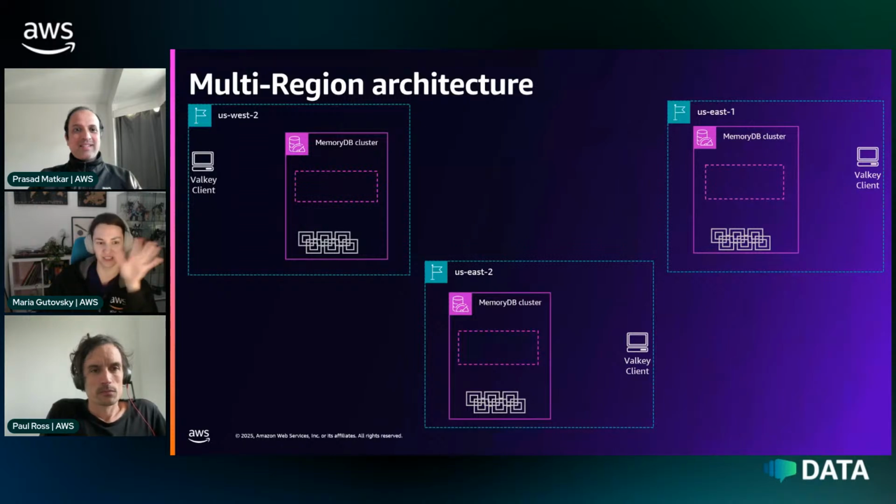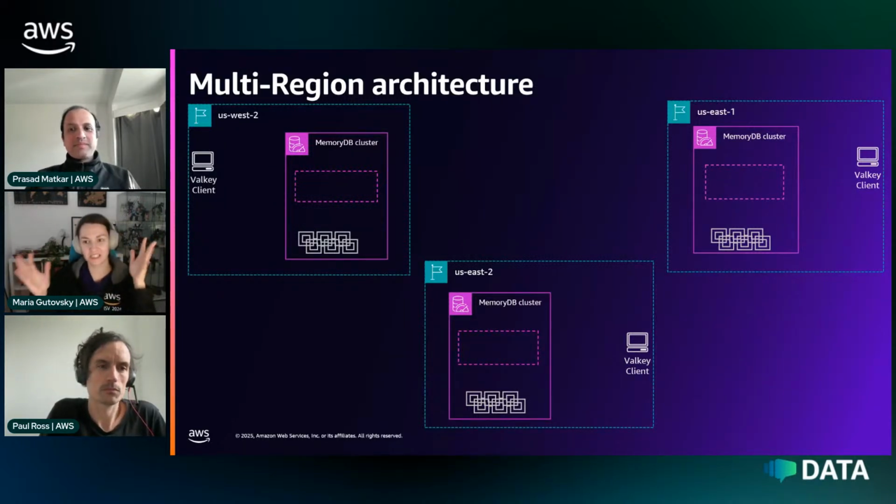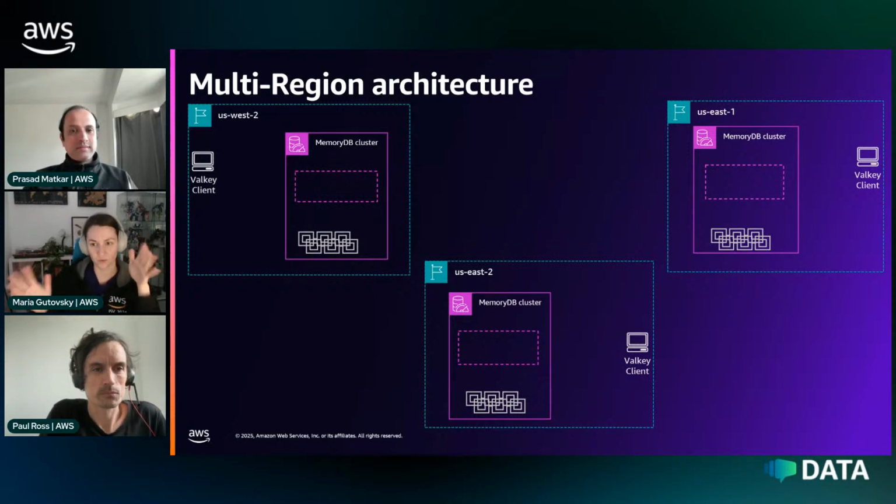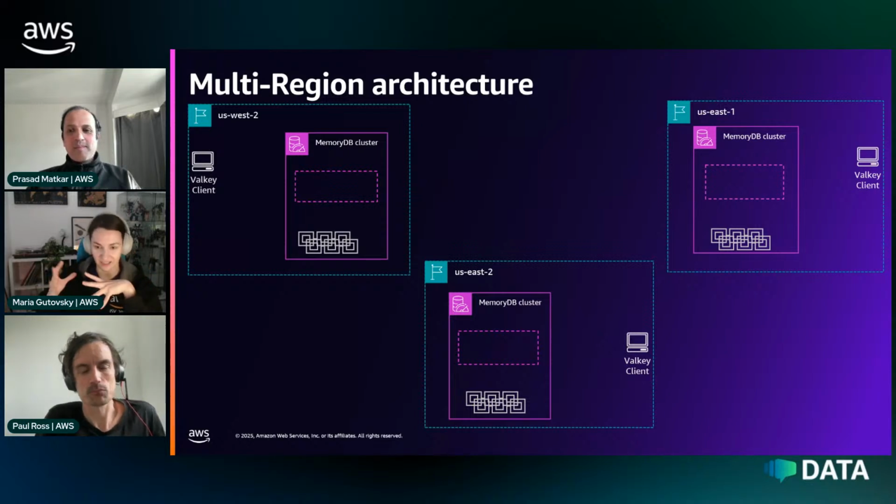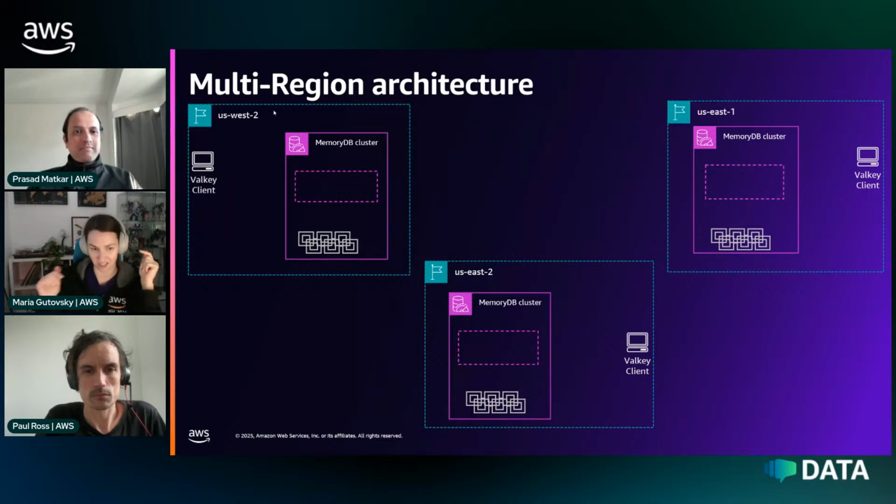Okay, so let me talk a little bit here. What we see is basically three different regions: US West 1, US East 1, and US East 2. But they all are connected between each other. And in order to understand how the data flows, let's just simulate this flow and see how it goes.